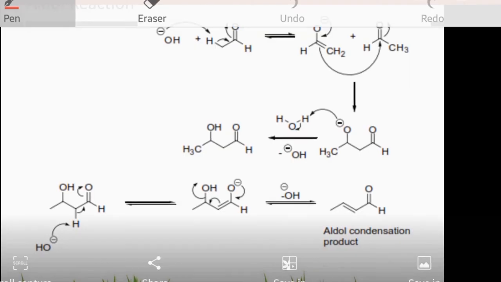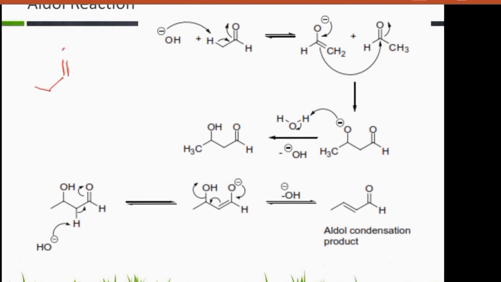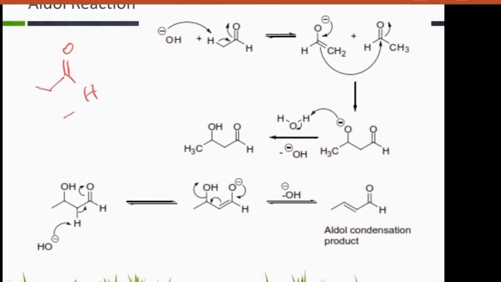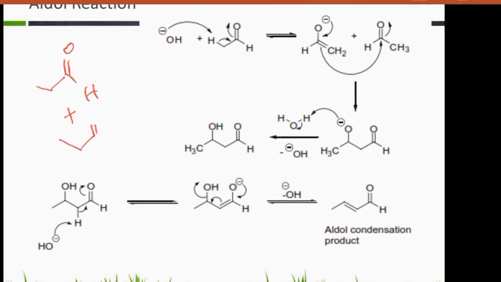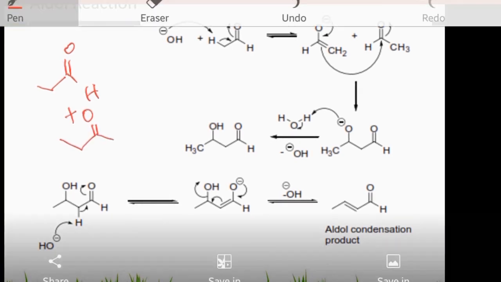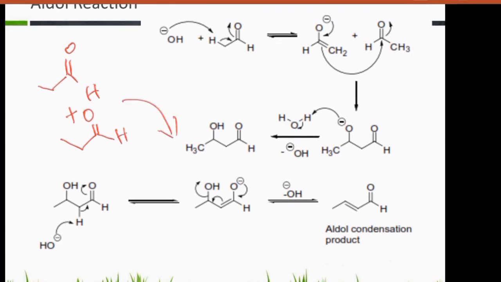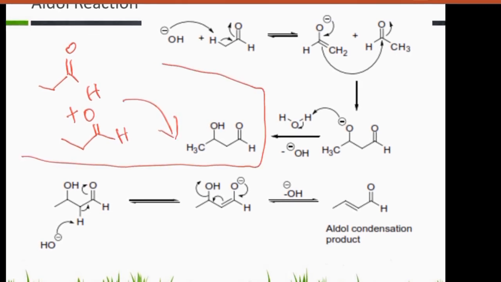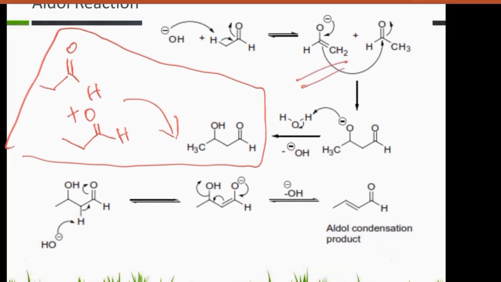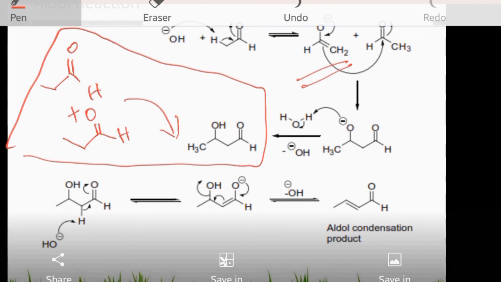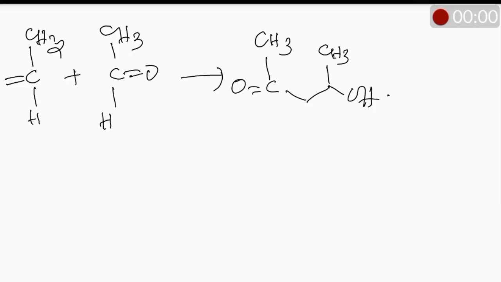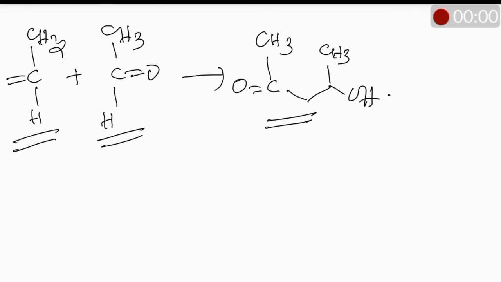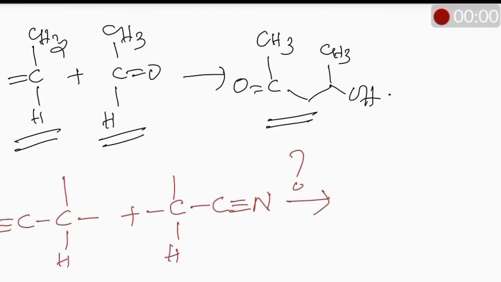What is to be noted is that 2 molecules of this plus this give this compound through the formation of enolates. So here enolate is the nucleophile. So interestingly, if these two reactants can give this product, what will happen for these two reactants?